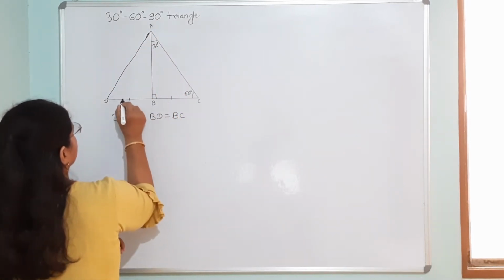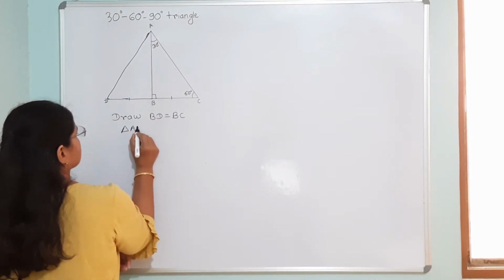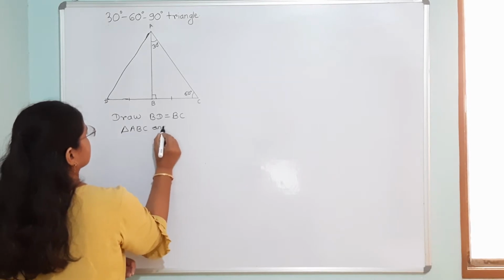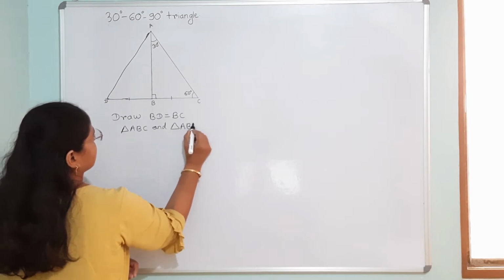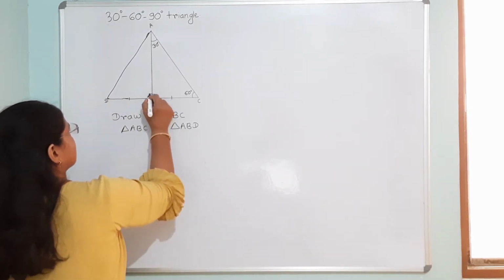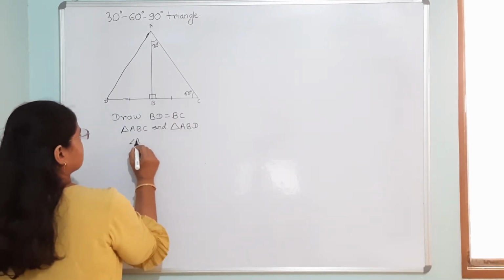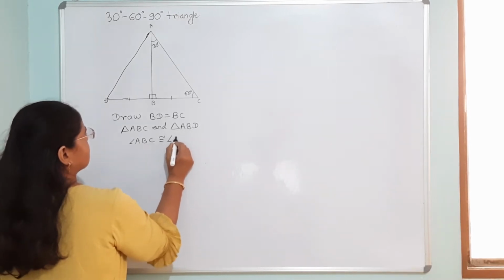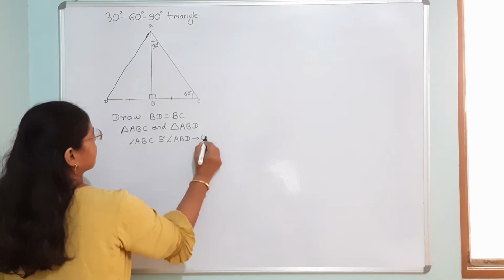Now we have two triangles, triangle ABC and triangle ABD. In both the triangles, angle B is a right angle. That means angle ABC is congruent to angle ABD as it is a right angle.